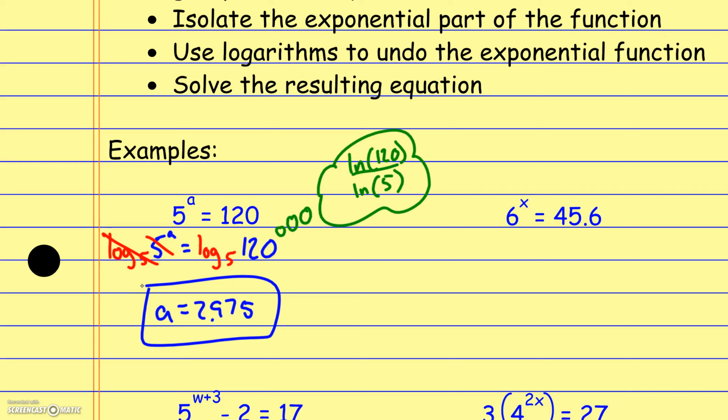And if you plug this back in, it's not going to give you exactly 120 because I rounded this answer off, but it's going to be very, very close. Okay? If I take a look at the next one, again, if I want to undo 6 raised to a power, I'm going to do log base 6 of each side.